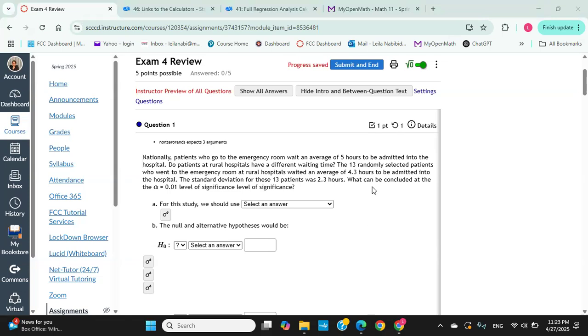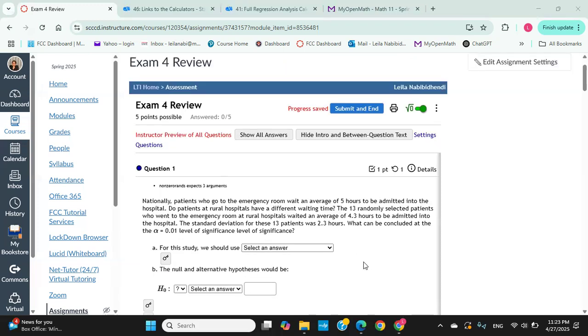So the first question says nationally patients who go to the emergency room wait an average of 5 hours to be admitted into the hospital. So that is a kind of claim. And any information about the claim must go on the null and alternative hypothesis. Now, it says, do patients at rural hospitals have different waiting times?